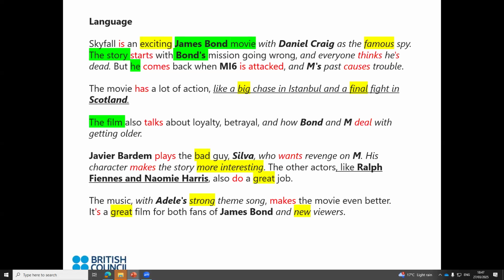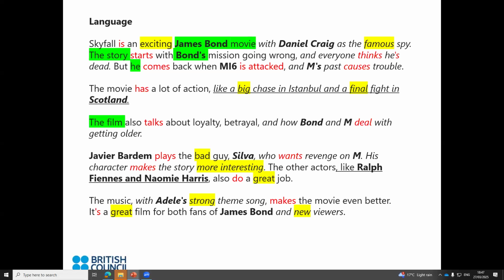But what I've tried to do here is identify things which I could usefully teach or usefully revise. So in red, you can see that I've underlined the tenses, and you can see that it would be useful in writing a review to revise the present tenses, in this case, the simple present, but not just.